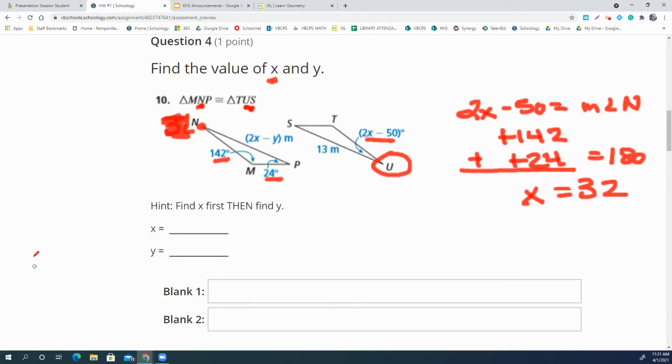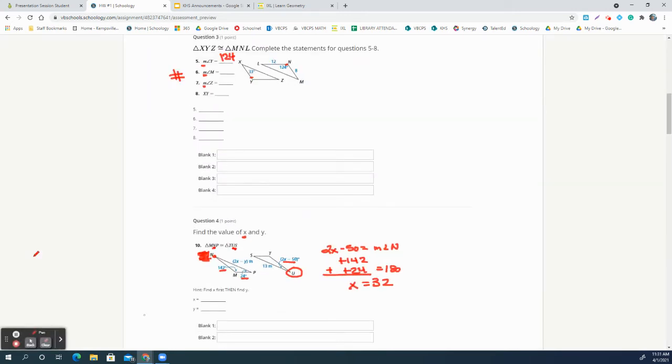Oops, that's not what I wanted to do. Trying to get a different color.